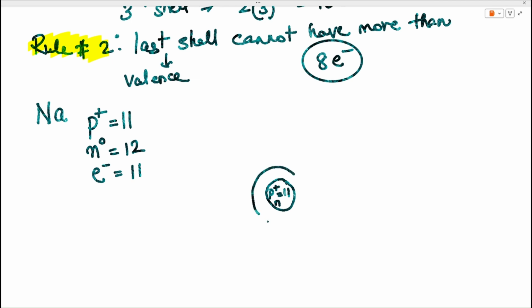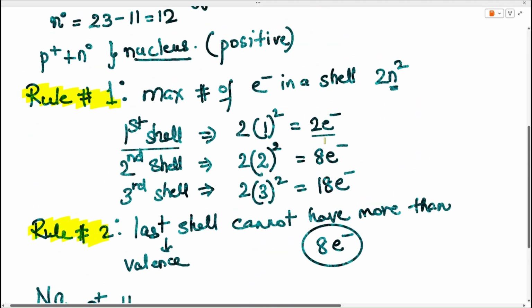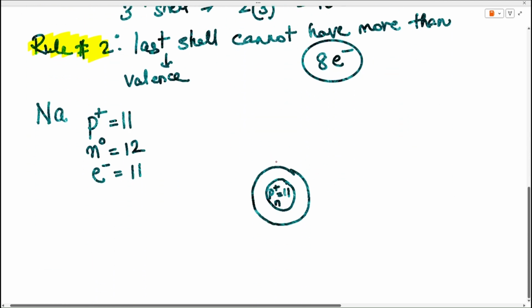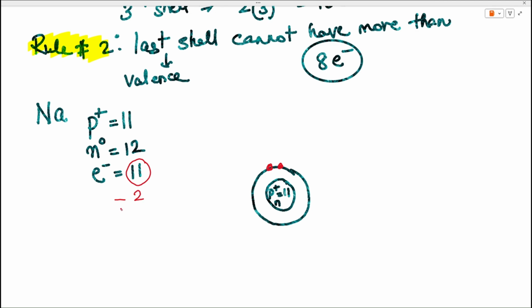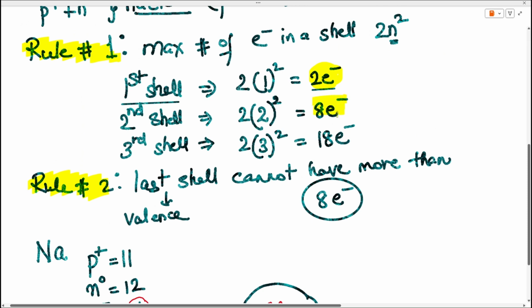Let us make the first energy level. How many electrons can we have in this one? We already know that the maximum number of electrons the first shell can have is 2. So I'm putting 2 electrons in this first shell, 1 and 2. Out of the 11 electrons, I have already used 2, and I'm left with 9, which I have to accommodate around the nucleus. So we definitely need the second shell. We have drawn the second shell, and we know that it can have a maximum of 8 electrons.